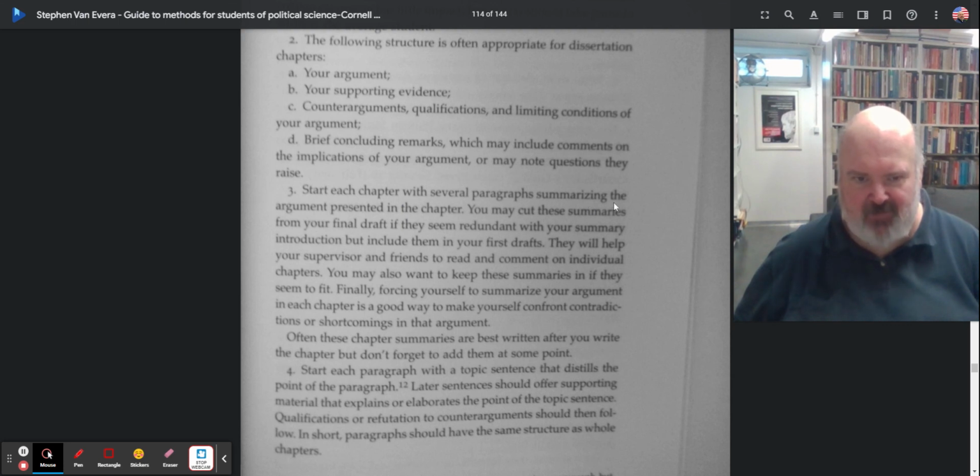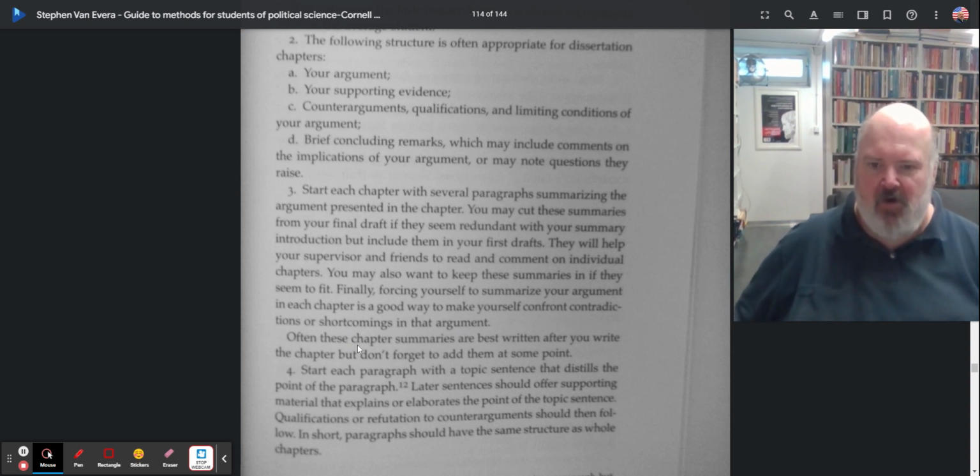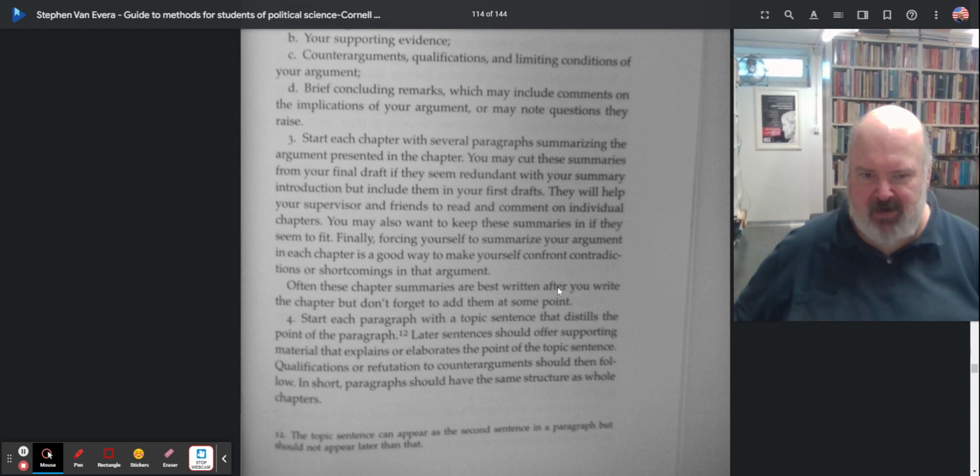Three, start each chapter with several paragraphs summarizing the arguments presented in the chapter. You may cut these summaries from your final draft if they seem redundant with your summary introduction, but include them in your first draft. This will help your supervisor and friends to read and comment on individual chapters. You may also want to keep these summaries if they seem to fit. Finally, forcing yourself to summarize your argument in each chapter is a good way to make yourself confront contradictions or shortcomings in your argument. Often these chapter summaries are best written after you write the chapter, but don't forget to add them at some point. So, summarization at the beginning of each chapter.